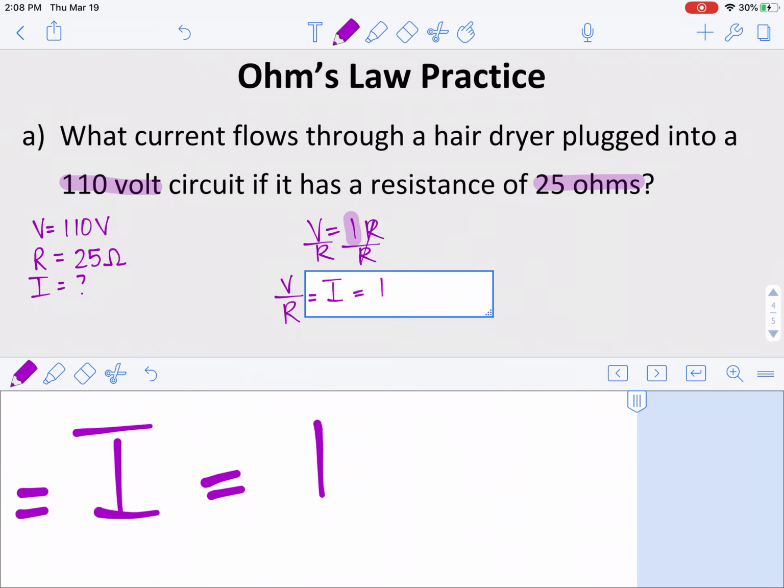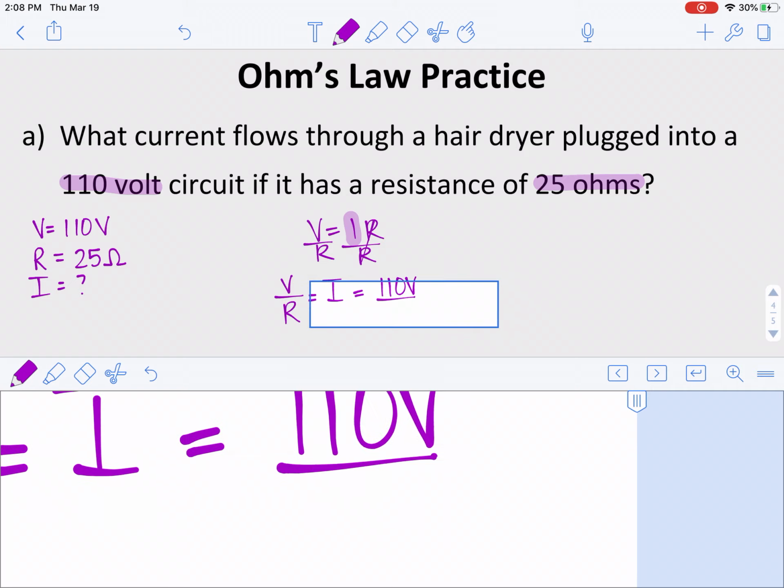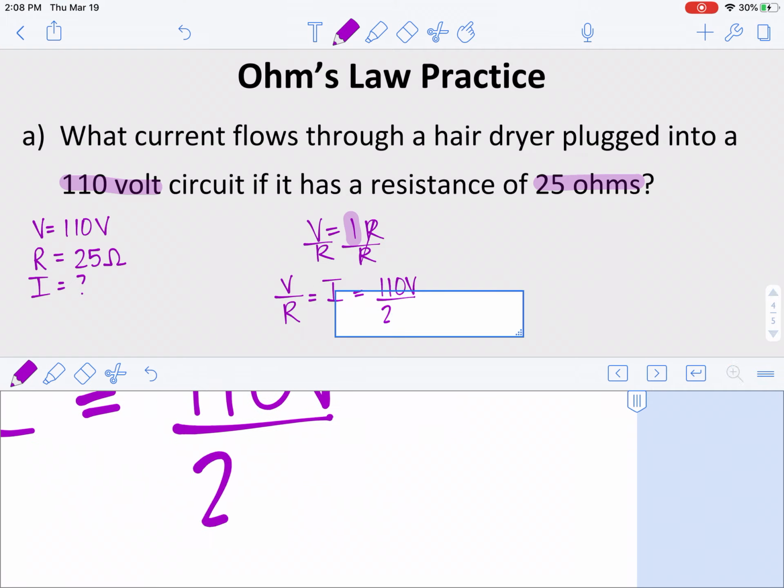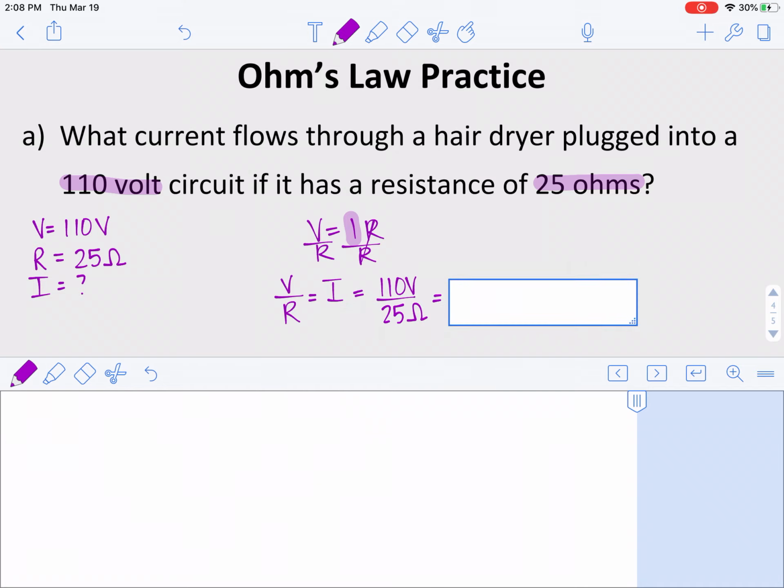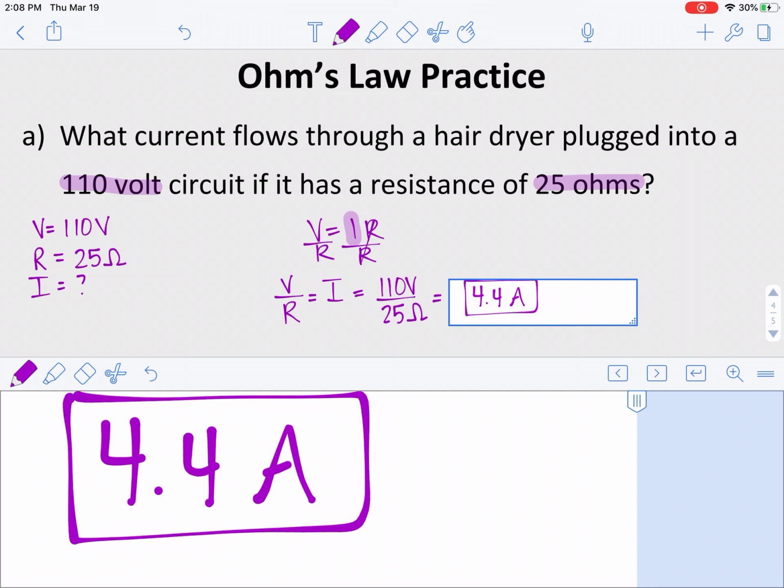So my voltage is 110 volts. I divide that by resistance, which is 25 ohms. So go ahead and try that in your calculator. When you do take 110 volts and divide by 25 ohms, the current that you will get is 4.4 amps. That's the unit for current. That should be our final answer for this problem.